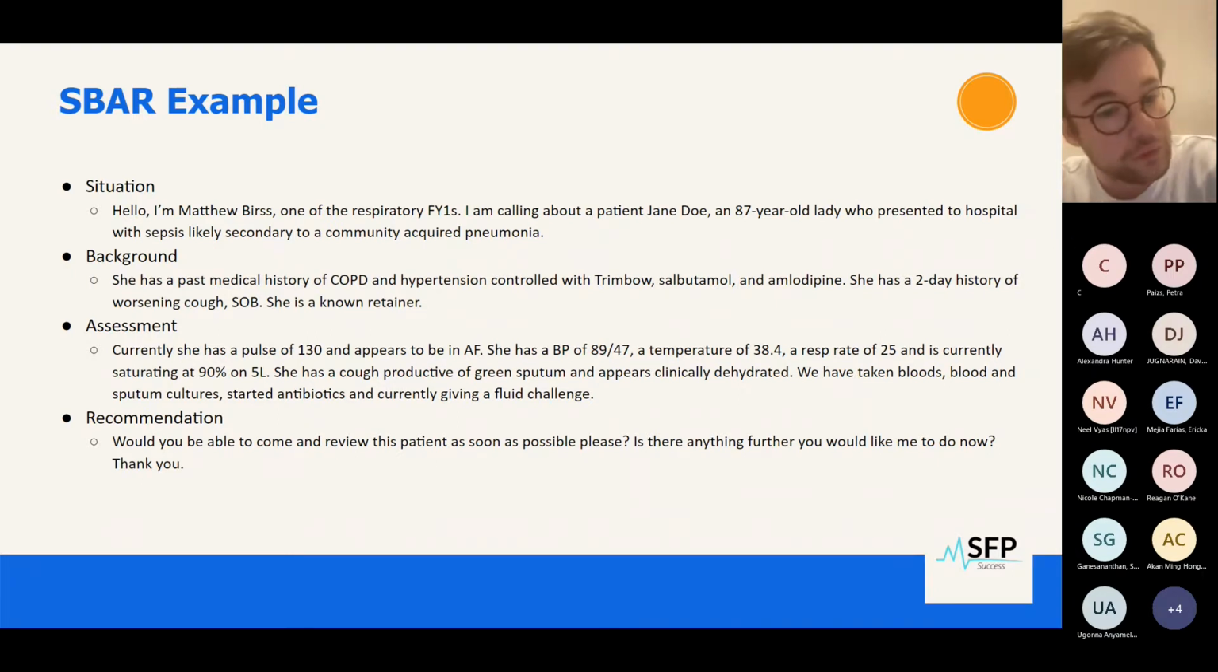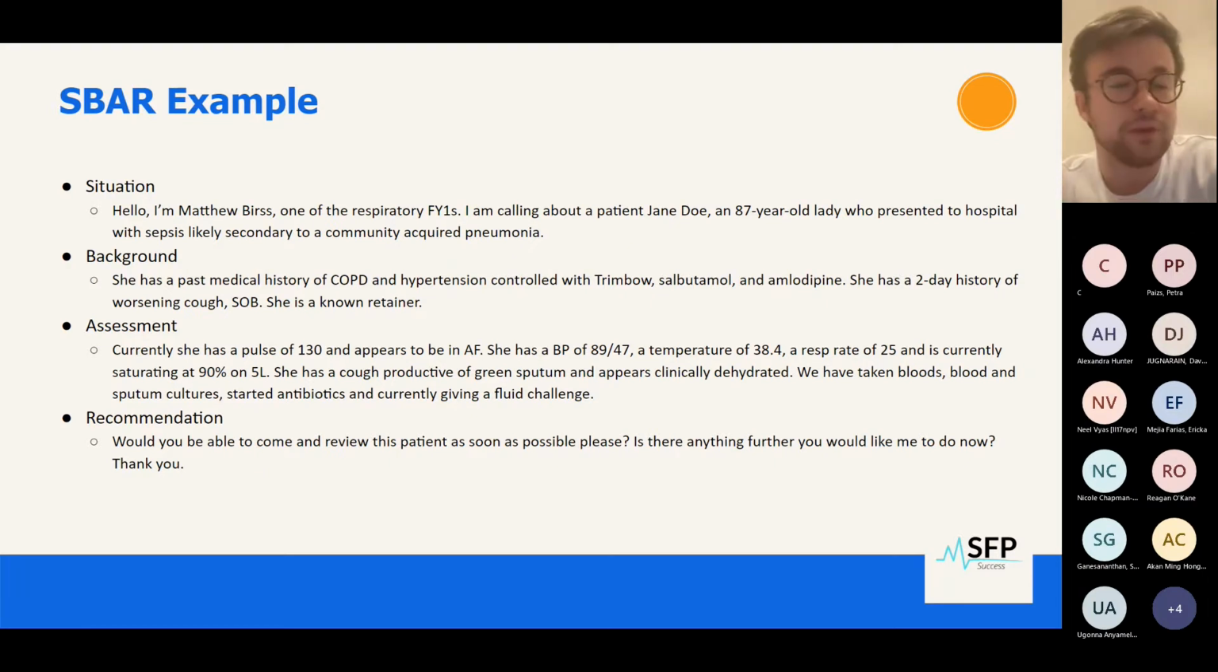Then you talk a little about what you've done. Currently, she has a pulse of 130 and appears to be in AF. She has a blood pressure of 89/47 and a high temperature, she's tachypneic, and is saturating at 90% on 5 litres. She has a cough with green sputum and appears clinically dehydrated. So far, we've taken blood and sputum cultures, started antibiotics, and we're currently giving a fluid challenge. At this point, you would say, I would like you to come and see the patient as soon as possible. Is there anything else you would like me to do from now?